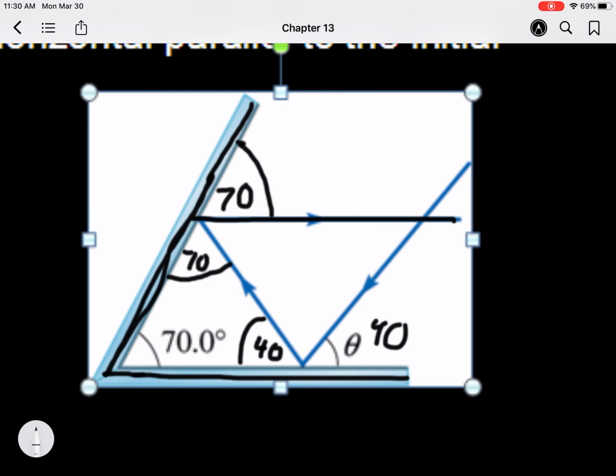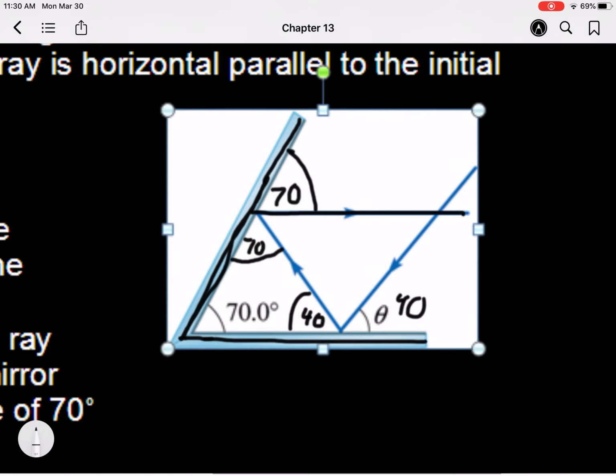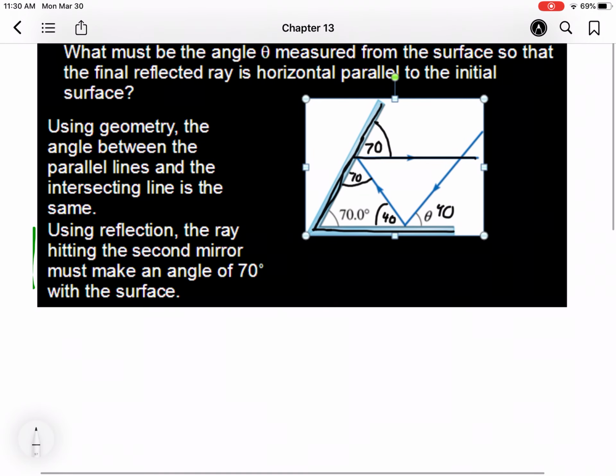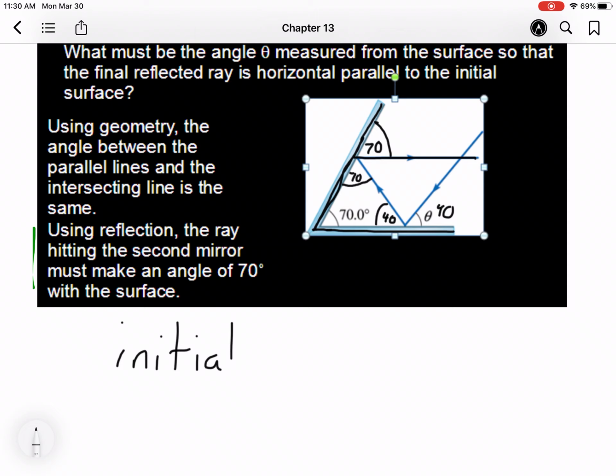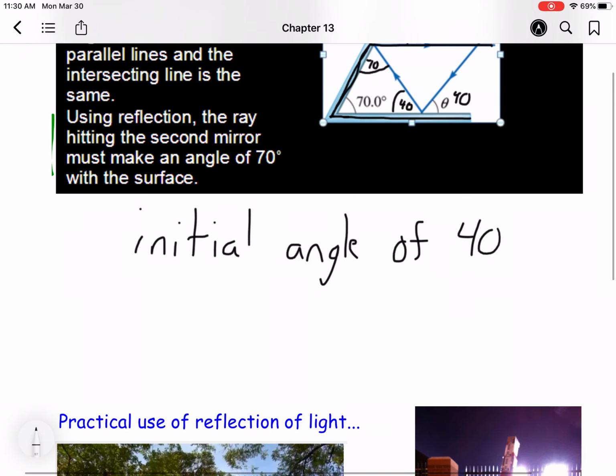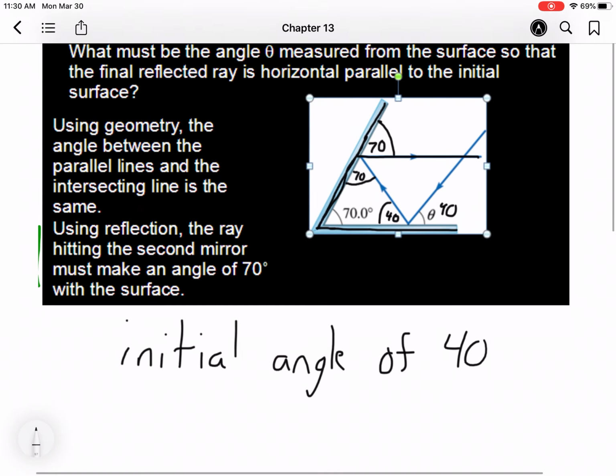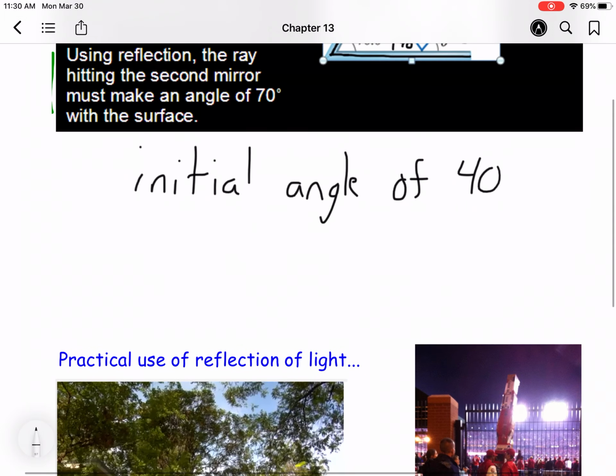So the answer to this question, what angle must it be? Well, it must be an initial angle of 40. You can figure out the rest of these angles, but it's based off this idea. So that's just using geometry to figure something out. That's about as hard as reflection can be.